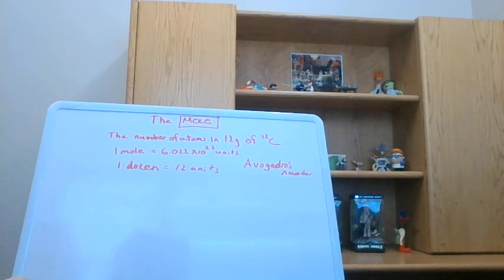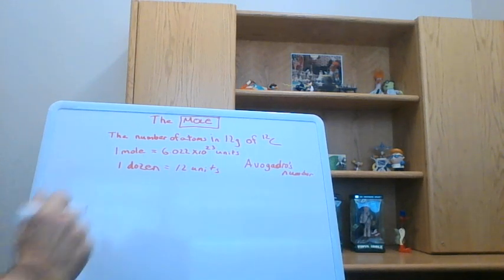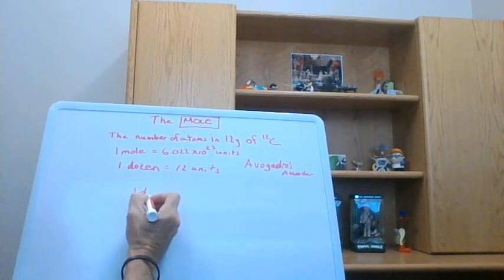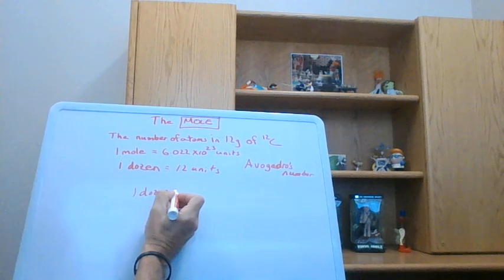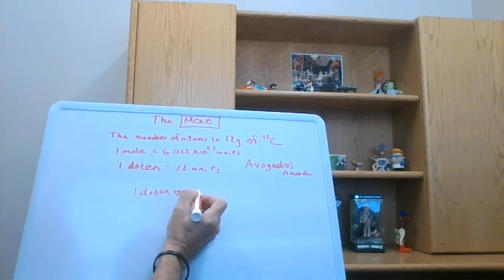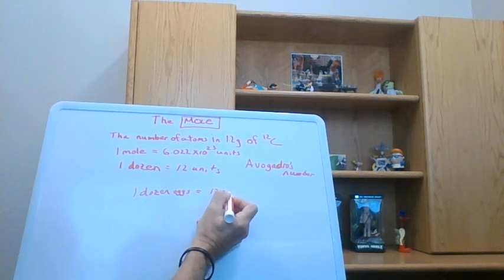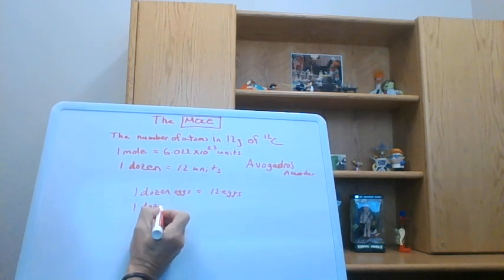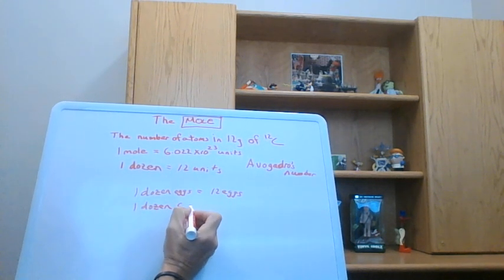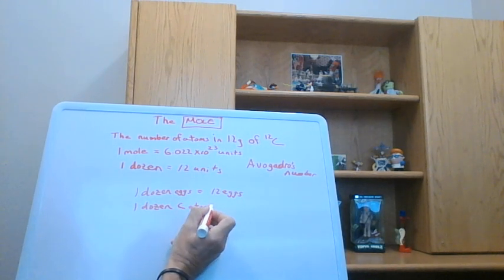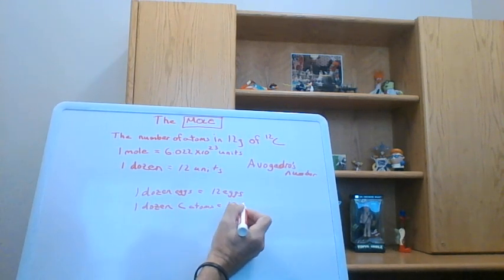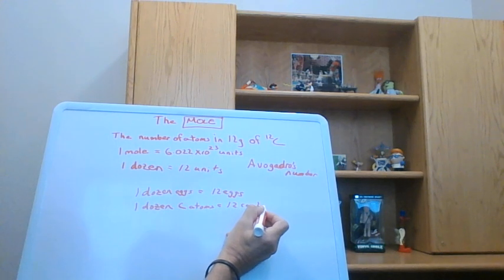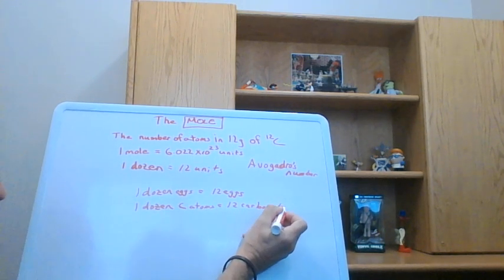And so if we look at what we're saying, if we're comparing a dozen to the word mole, if we had a dozen eggs, then that would equal 12 eggs. We're all pretty familiar with that, right? If we had a dozen carbon atoms, we would have 12 carbon atoms. Right? So that's a term that we're all familiar with, the dozen.